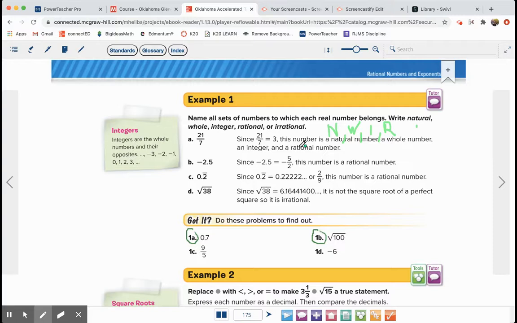So this first one ended up being all 4 of those. So we would have to write all 4 of those down because it's in that inner circle. If it's in that inner circle, it's in all of them.